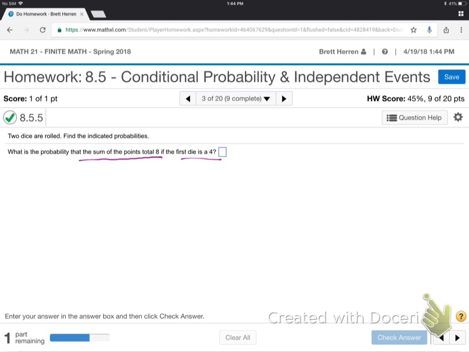Do we know the total's 8? No, they're saying what's the chance the total's 8? That may not be. What's the chance of rain today? What's the chance the total's 8? We don't know that for sure. What we do know is the first die is a 4, right? You good with the sentence there? See what that sentence is saying?